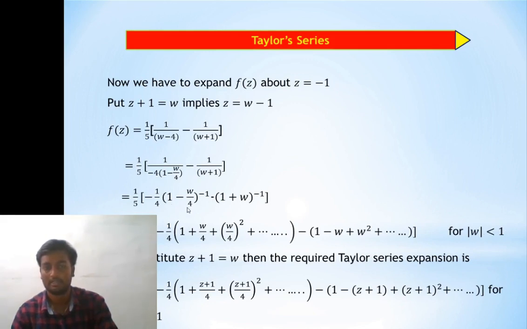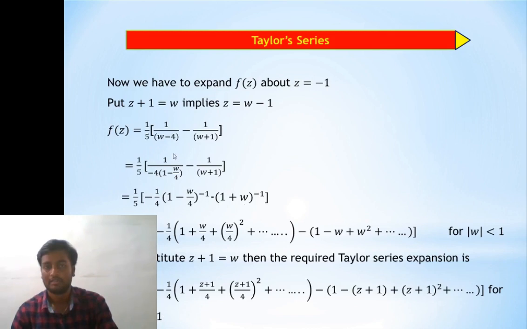This is mod w less than 4, and this is mod w less than 1. The common region between these two is mod w less than 1. So at the last you substitute w by z plus 1, as required. So this is your required Taylor series expansion. In place of w, mod z plus 1 less than 1.